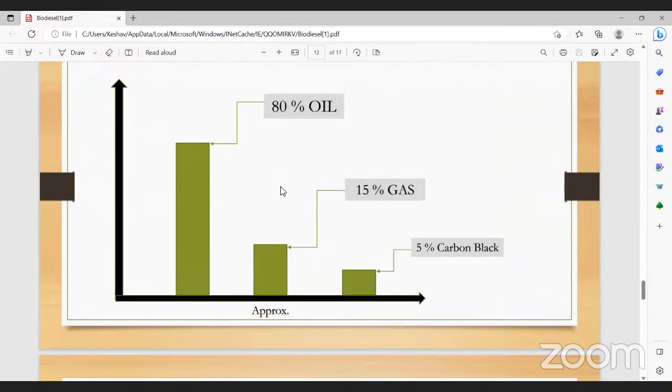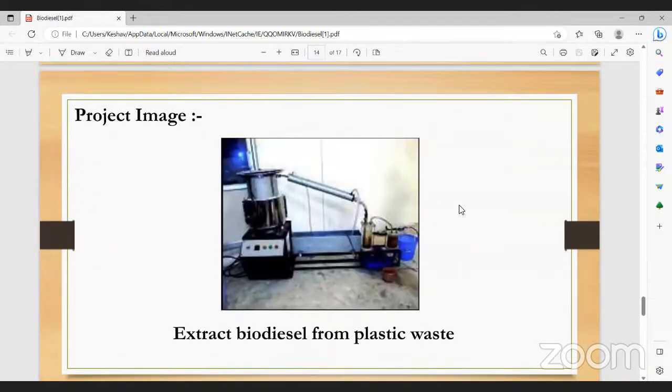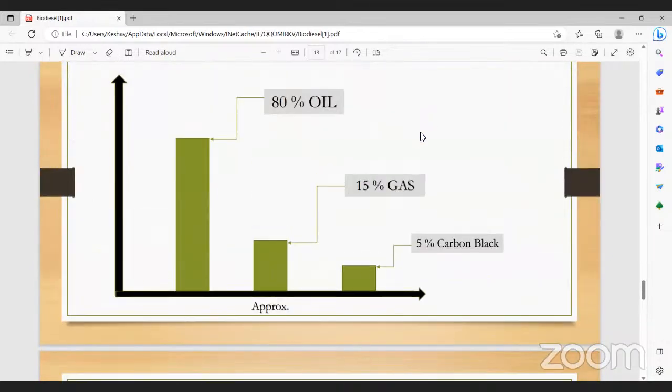And next is this graph, which shows 80% oil, 15% gas, and 5% carbon black. In which content are you showing this? 80% on the last slide? 80% is oil. In which waste plastic material? Means you are saying all kinds of waste plastic material have 80% oil. Am I right? No.